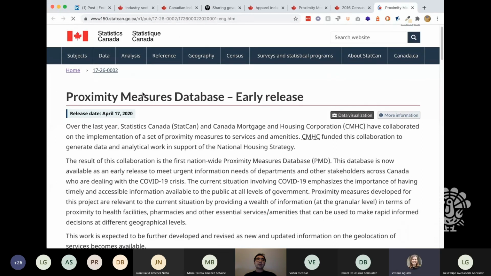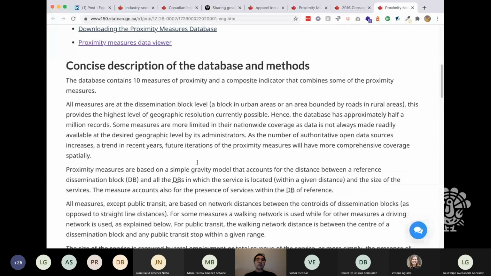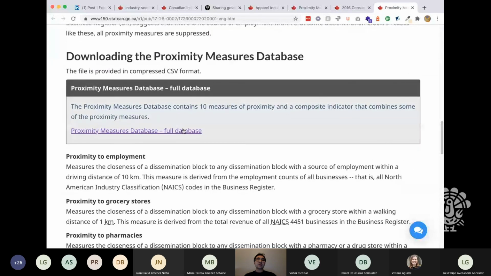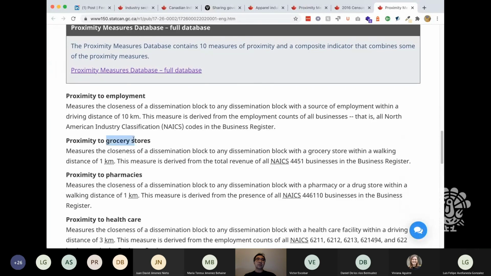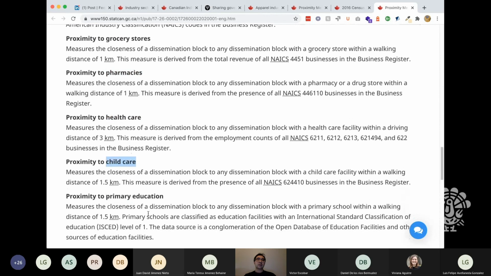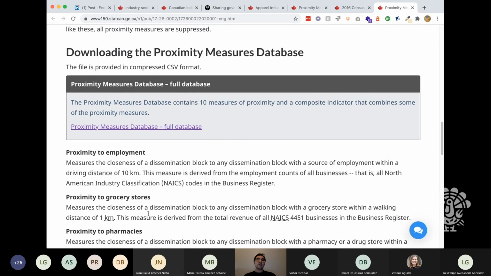Okay, so here is the Proximity Measures Database, April 2020. And I tested it. I think you can load it from every location as well. But this downloads a full database of GPS points in Canada and their distance to all of these different places: grocery store, employment, pharmacy, doctor's offices, childcare. So I highly encourage you to take a look at this data set.